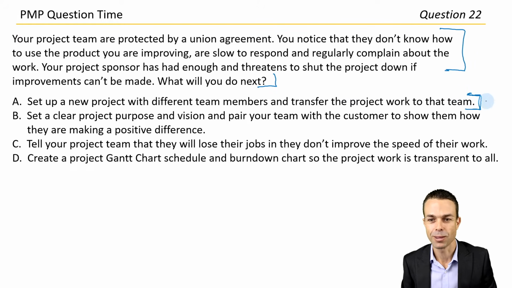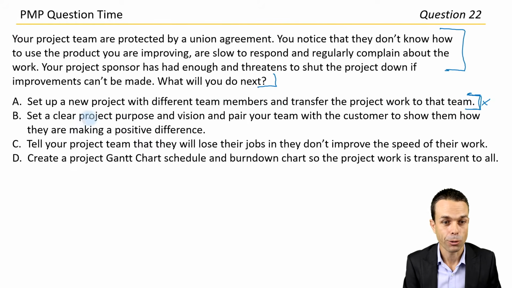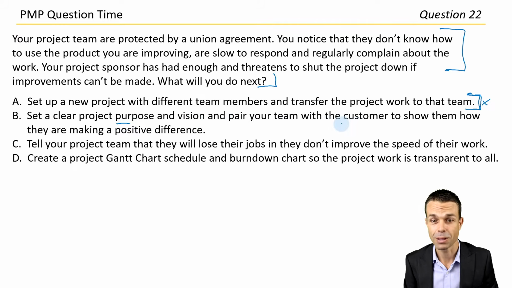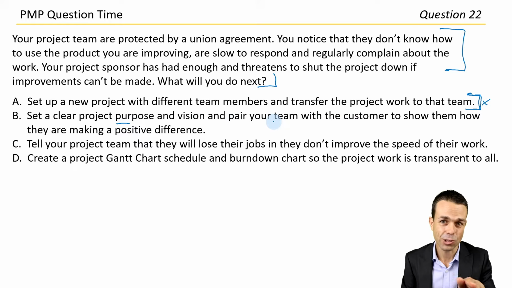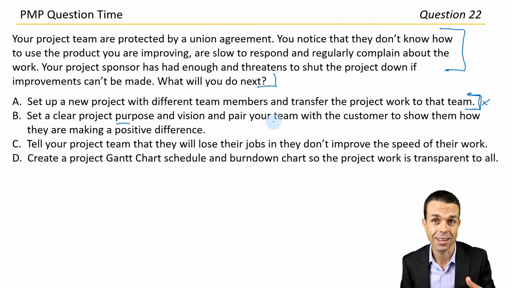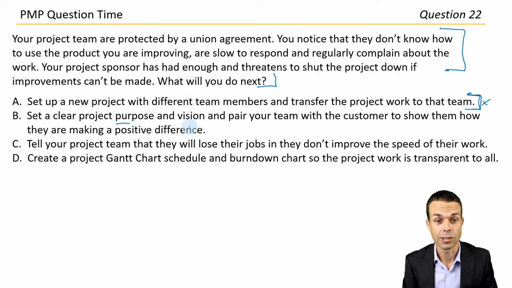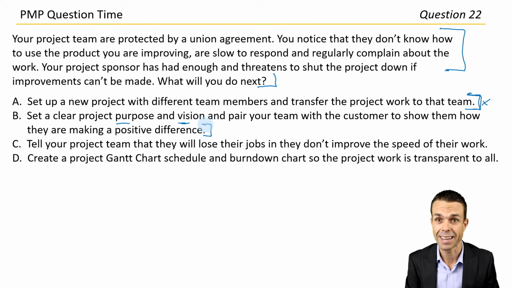So anyway, let's put that as a low maybe or a no for now. Set a clear project purpose and a vision and pair your team with the customer. Okay, I like this one. And again, it has that agile bent to it. We're working directly with the customer and we're also collaborating. We're setting a vision, maybe through a team charter, to show them how they are making a positive difference. I think that works with our engagement.